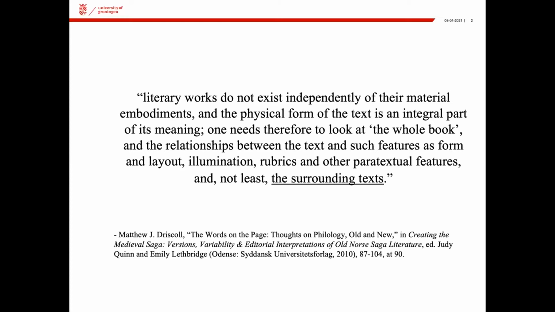I am quite intrigued by the notion of the surrounding texts here. How should we understand this phrase, especially for the kind of material that we try to work with? In medieval codices, many different compositions, of course, could have been written side by side. But how do we know for the Dead Sea Scrolls which texts were read and collected together in antiquity?